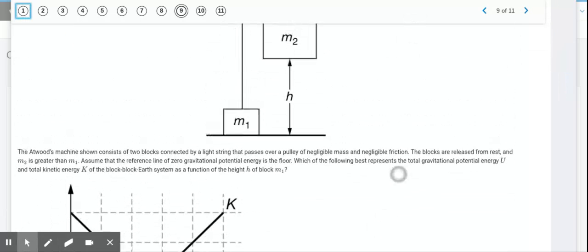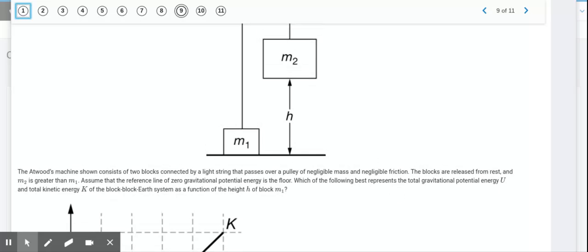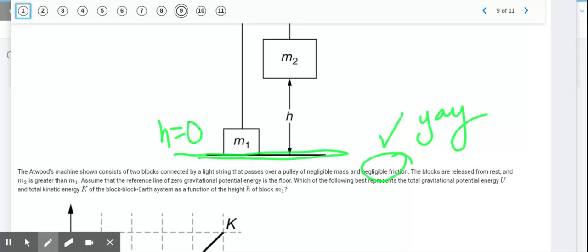The Atwood machine shown consists of 2 blocks connected by a light string. Look at that. The pulley has negligible mass and negligible friction. Yay. Blocks are released from rest. M2 is greater than M1. Down here, h equals 0. Which of the following represents the total gravitational potential energy, U_G, and total kinetic energy of the block-Earth system as a function of h of block M?